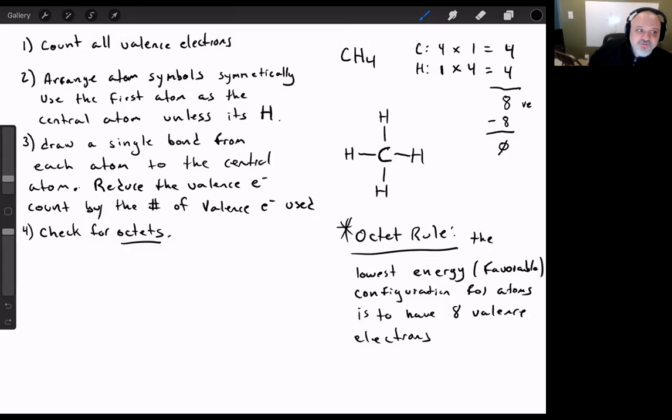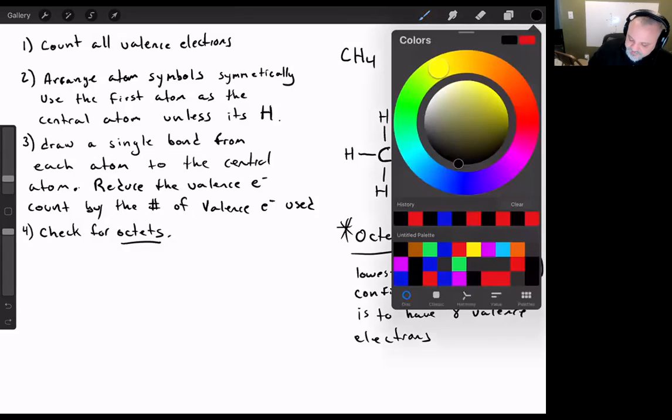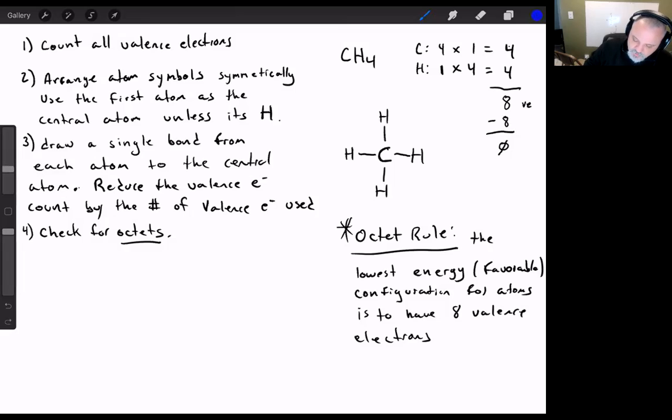So let's check for octets. How many electrons does carbon have around it? I'm going to count both electrons in the bond. So that's 1, 2, 3, 4, 5, 6, 7, 8. So carbon has around it 8 electrons. This is the idea about sharing, right? Why the heck would carbon want to share electrons with hydrogen anyway? Because if they shared them, then they would get this octet.